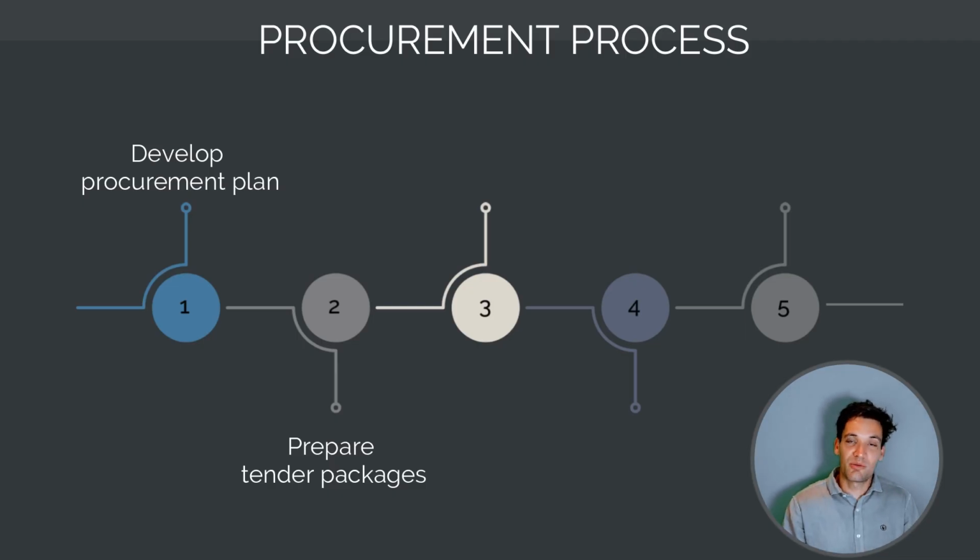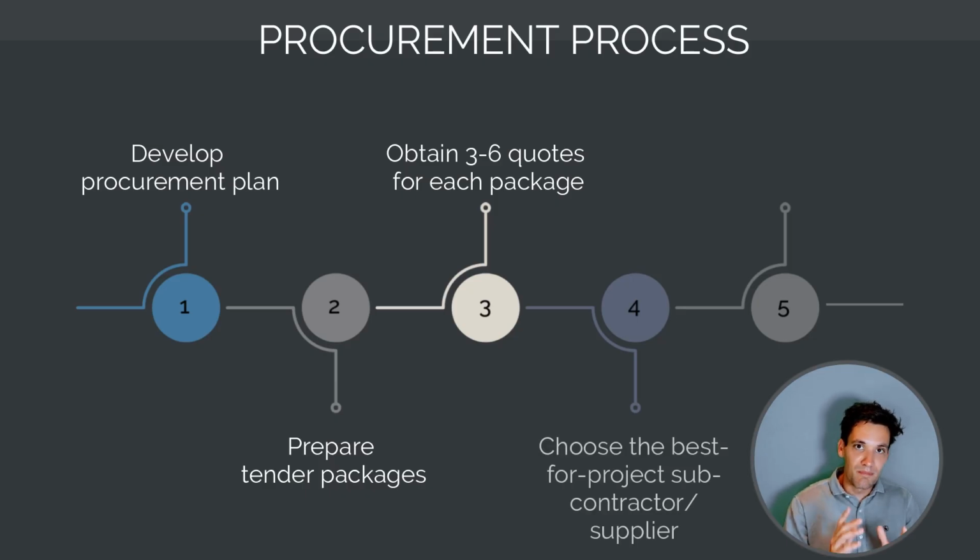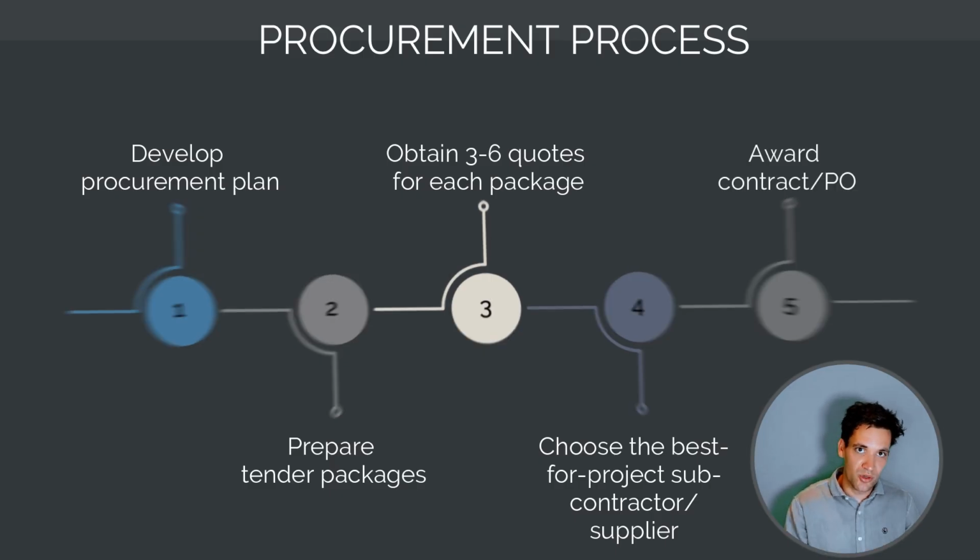For every package, we want to get between 3 to 6 valid quotes. We want to choose the best for project subcontractor or supplier, not necessarily the cheapest. And then we want to award a contract or a purchase order.